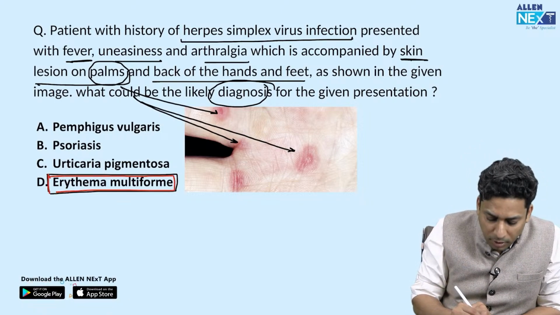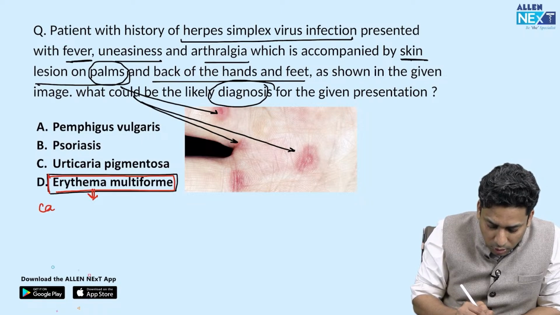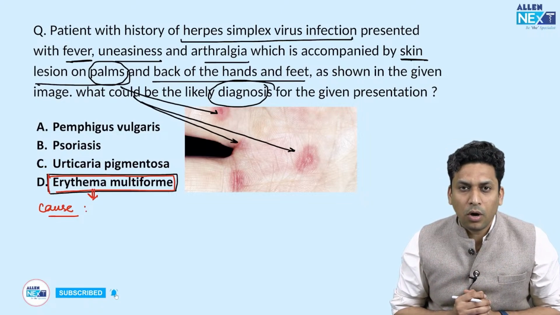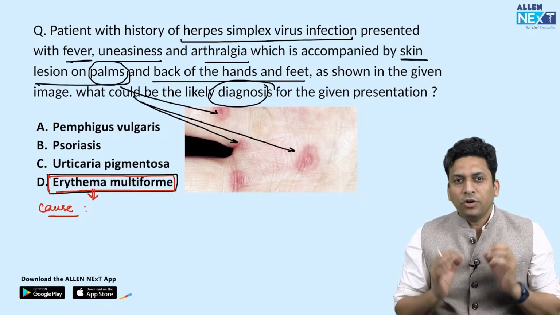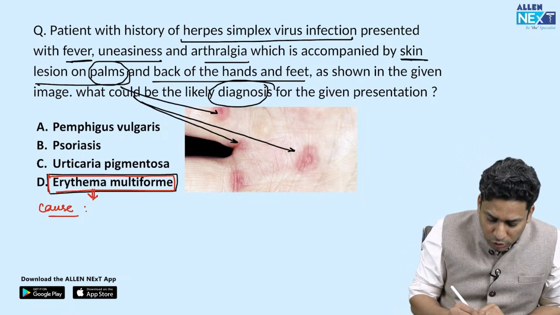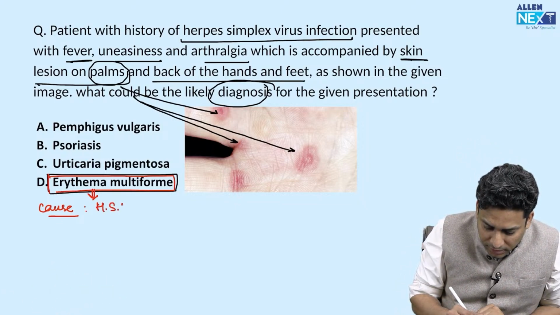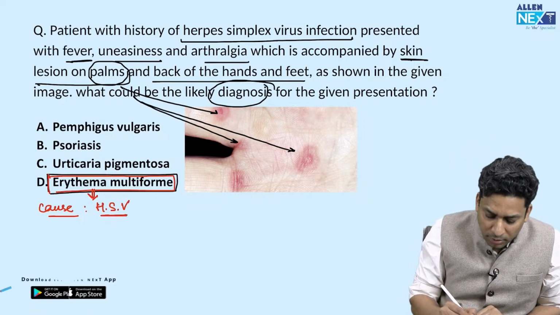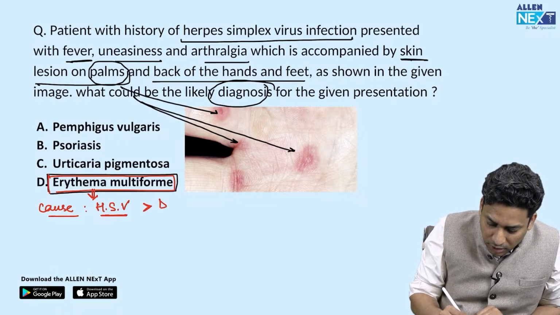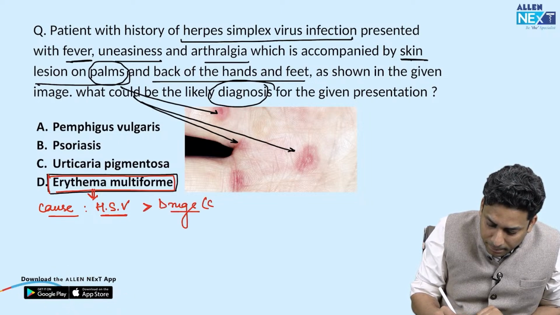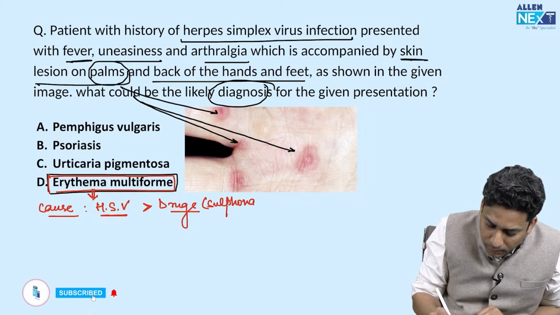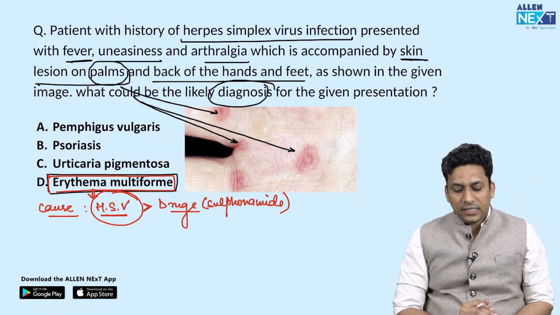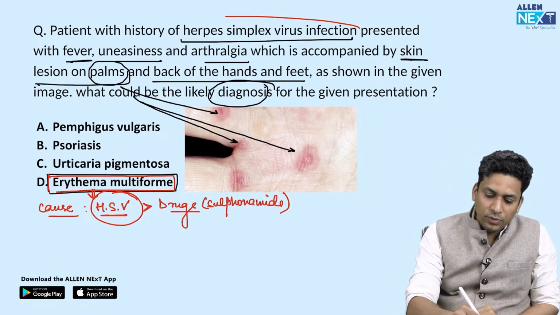Because if you talk about the causative agent or the etiology of erythema multiforme, in the majority of the cases we don't know the cause, that is idiopathic. But if we talk about the known causative agent, the most common is herpes simplex virus infection. If herpes simplex virus infection or any viral infection is not mentioned, then you can choose drugs like sulfonamide. So herpes simplex virus is the causative agent, and that is the clue which is present here.